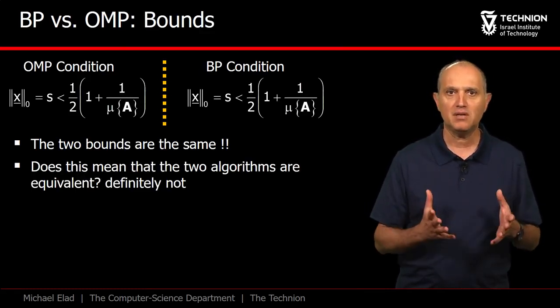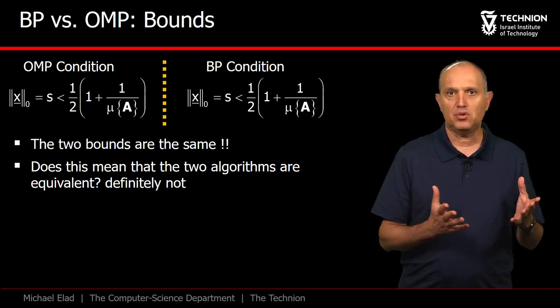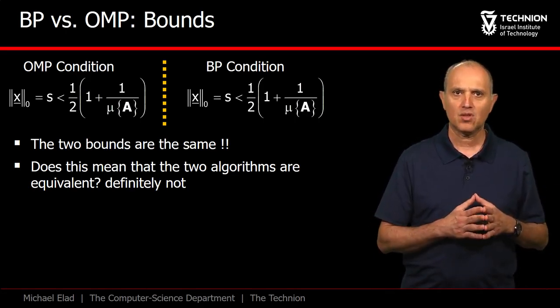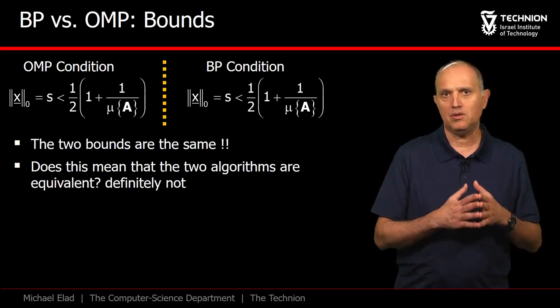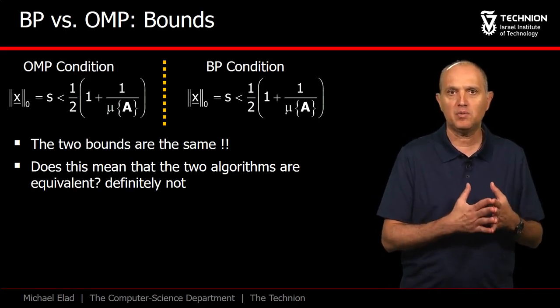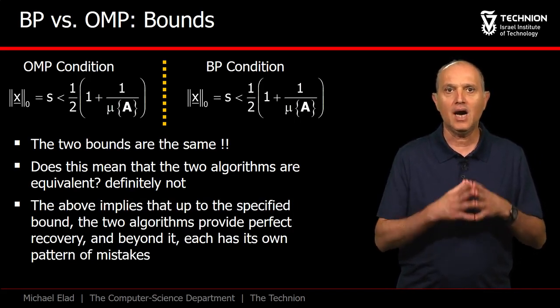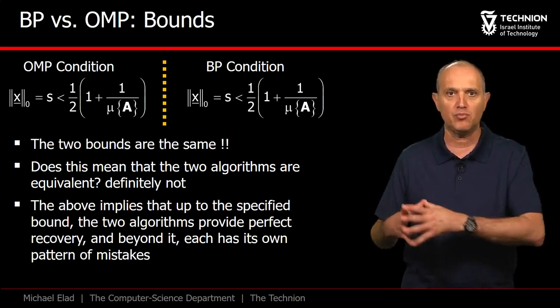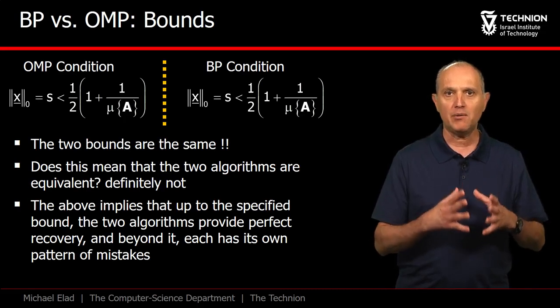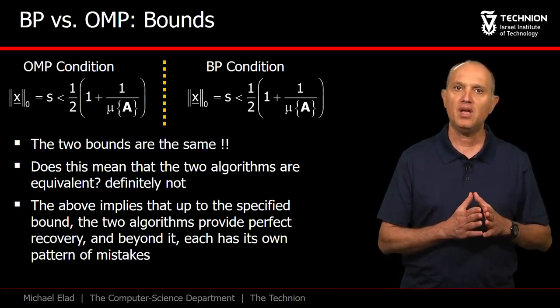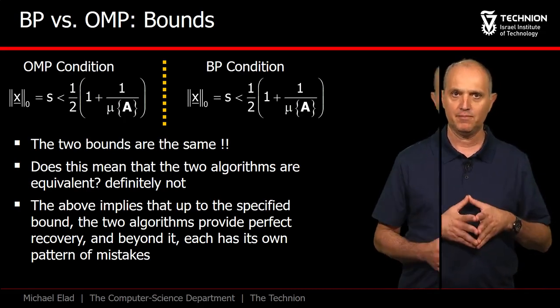What does this mean? Is it saying that the two algorithms perform the very same way? Definitely not. We have already seen experiments in which the two depart in the quality of treatment they provide. All that these theoretical results state is that up to 1/2 of 1 plus 1 over mu, the two algorithms are guaranteed to perform perfectly well. Beyond this bound, the two may behave very differently.